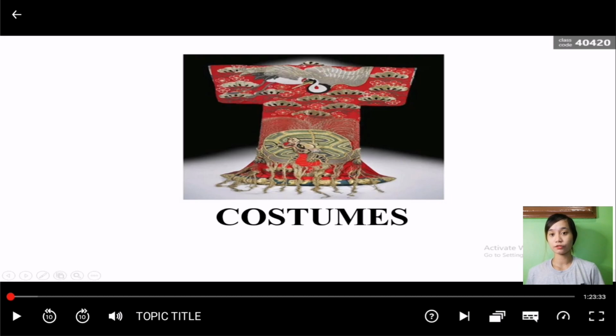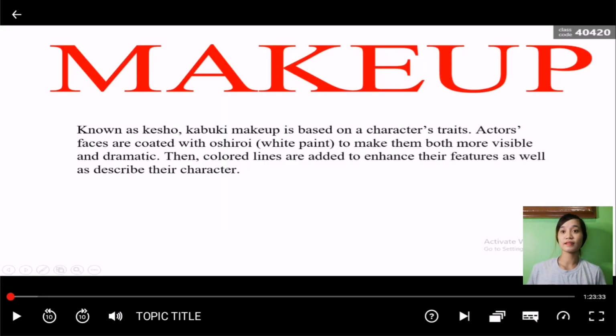This is the costume of the kabuki plays. So, the makeup. Known as kesho, kabuki makeup is based on character traits. Actors' faces are coated with hoshiroi, white paint, to make them both more visible and dramatic. Then, colored lines are added to enhance their features as well as describe their character.